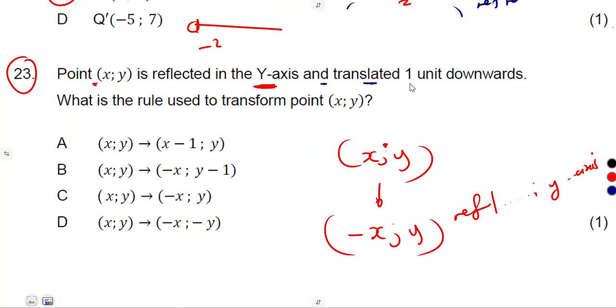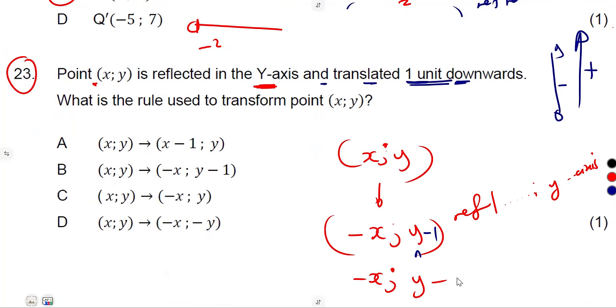And translated 1 unit downwards. We are going down. These are the y values. Up, you add; down, you subtract. So going down, you subtract y values. So on the y value, we are going to subtract 1. So our point was going to be minus x, y minus 1.